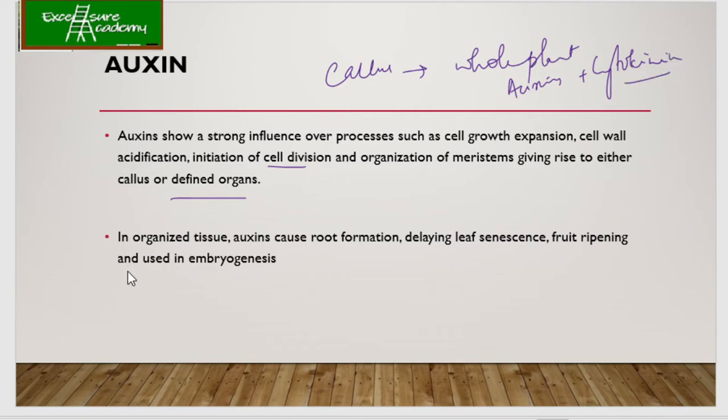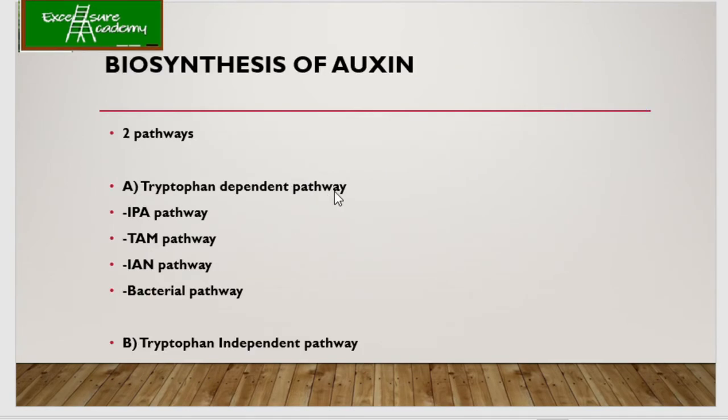Now in organized tissue, auxin causes root formation. So with the help of the auxins we get the roots, with the help of the cytokinins we get the shoot. Like this we get the entire plant. In organized tissue, auxin causes root formation, delay in leaf senescence, fruit ripening, and it is also used in embryogenesis. There are two pathways by which auxins can be synthesized.